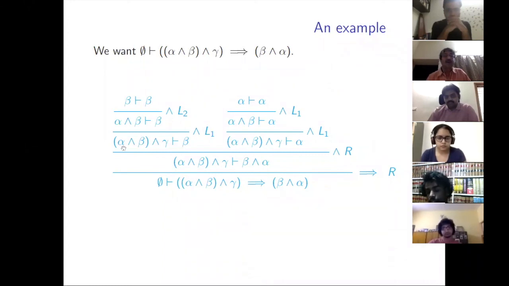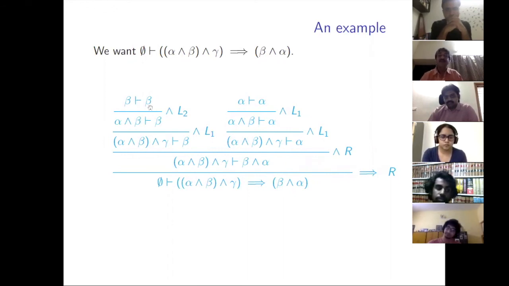Now, how do I derive this? Well, I've got alpha and beta and gamma. By the left rule, it suffices to get only alpha and beta, and then by left rule 2, left rule 1 here, you can see that beta has been weakened. Weaken the assumptions, single. So that's all.